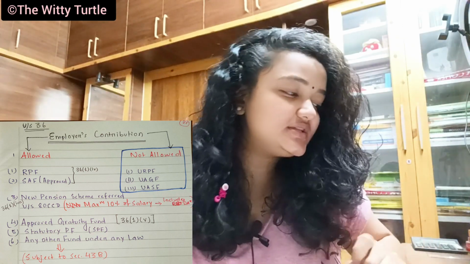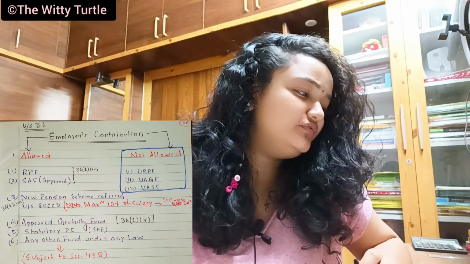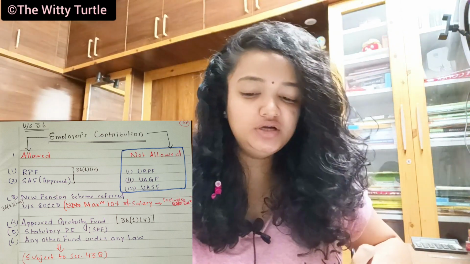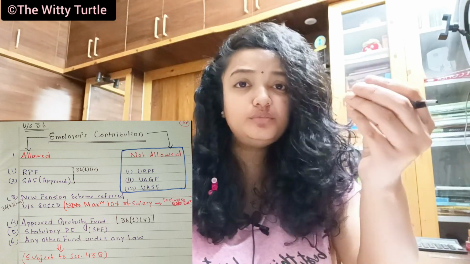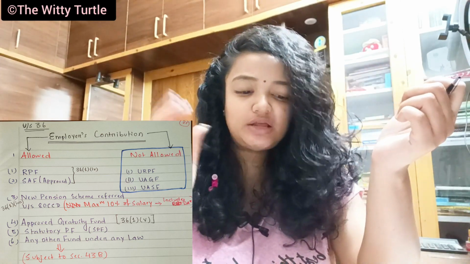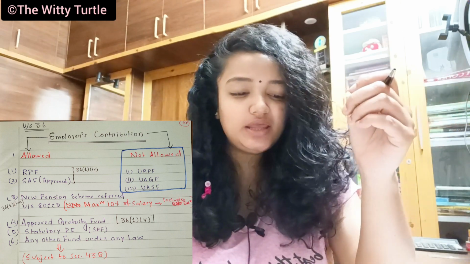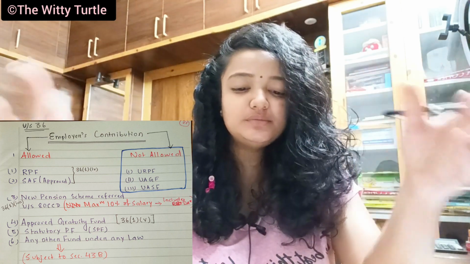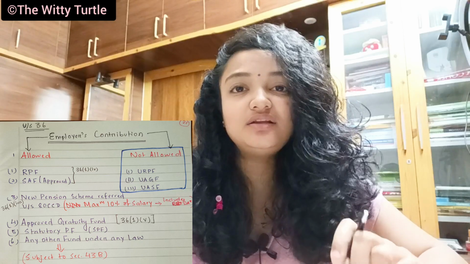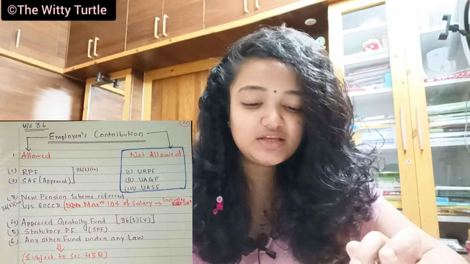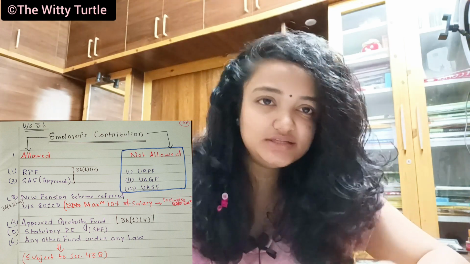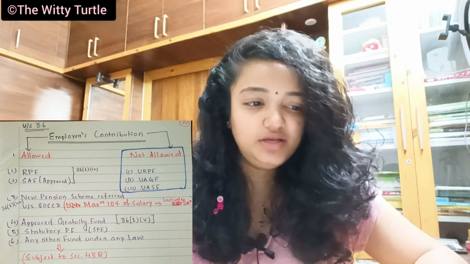Now the next point says approved gratuity fund. So any sum paid by the employer by way of contribution towards the approved gratuity fund, which is created by him for the benefit of his employees under an irrevocable trust, under an irrevocable trust. So in that case, what happens? Again, it is allowed as a deduction, right?